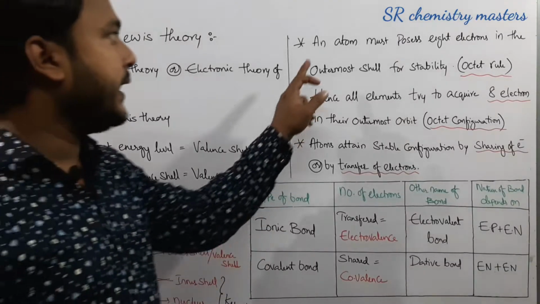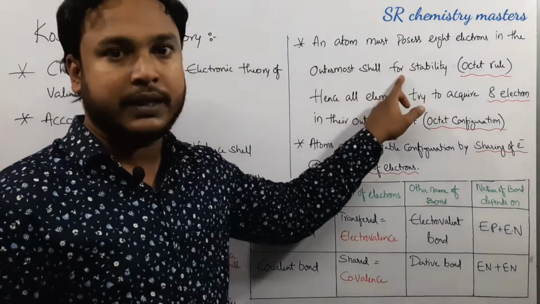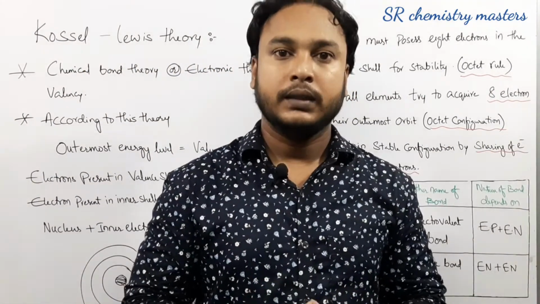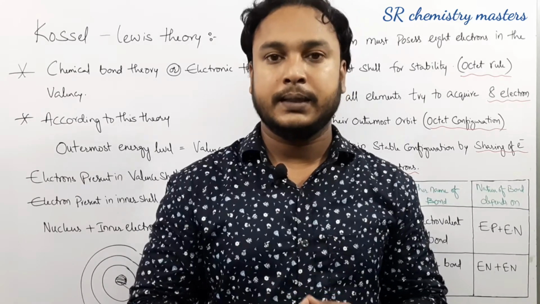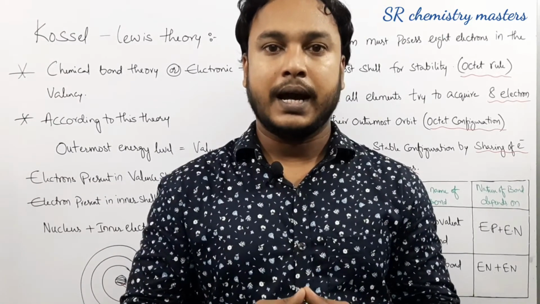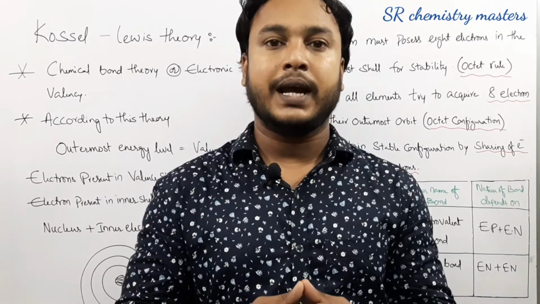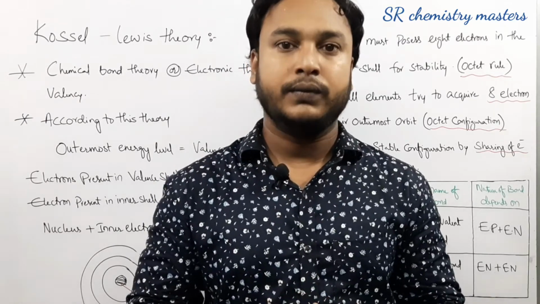According to this theory, an atom must possess 8 electrons in the outermost shell for stability, as we have discussed in the previous video also, where we have seen the octet rule, that is, it should have 8 electrons in the outermost shell in order to attain stability. The reason for this is that the most stable atoms in the periodic table are the zero group elements, which have ns2 np6 as the outermost shell electronic configuration.